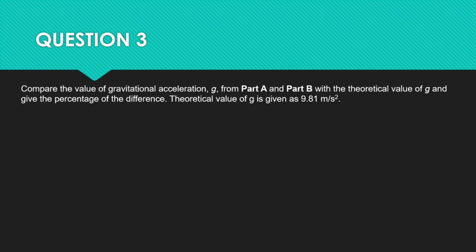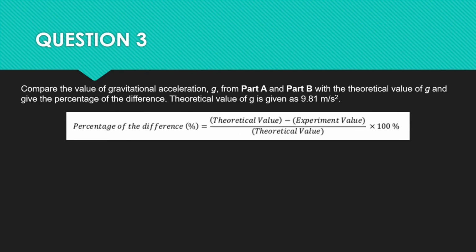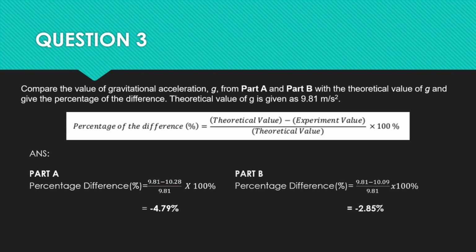Question 3. Compare the value of gravitational acceleration g from part A and part B with the theoretical value of g and give the percentage of the difference. The theoretical value of g is given as 9.81 meters per second squared. This is the formula given in the lab. For part A, the percentage difference is negative 4.79%, and for part B the percentage difference is negative 2.85%.